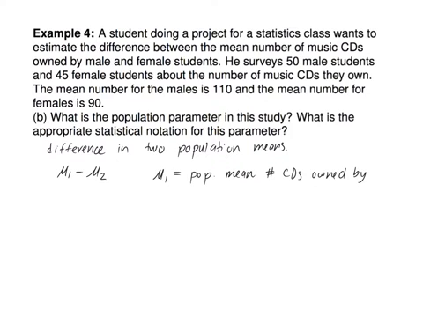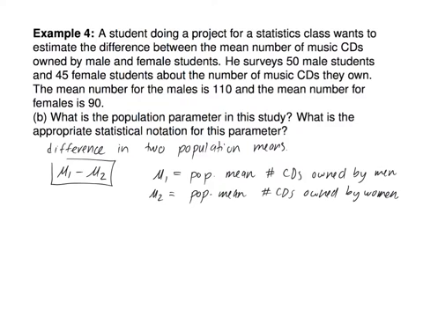And you can say mu1 is the population mean, the average number of CDs owned by men. And mu2 is the population mean, the average number of CDs owned by women. I don't think we're going to make you be super specific, but what I'm really going to look for is, do you understand that it's two different means as opposed to mu sub d?